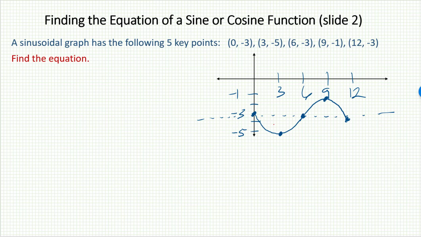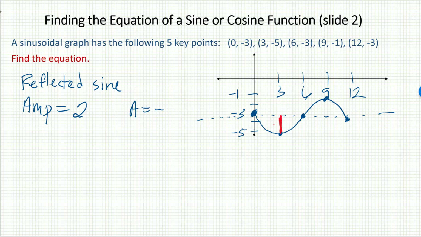If you have the choice, pick the simplest situation possible. The simplest situation is the one that starts at the y-axis. And that's the way I've drawn it here. And clearly, starting at the y-axis, this is a reflected sine picture. It's the valley and the hill. Okay, amplitude, distance from the midline to the top or the bottom. I guess I could go right here. That's 2 spaces, right, from negative 3 to negative 5. So the amplitude is 2. This is a reflected sine, so that means the a value will be negative 2.